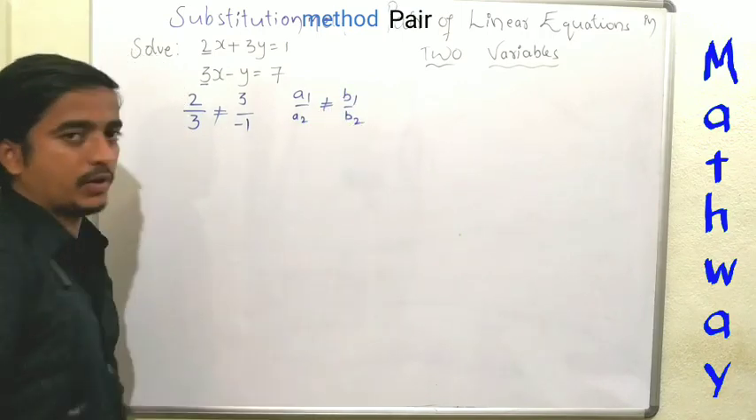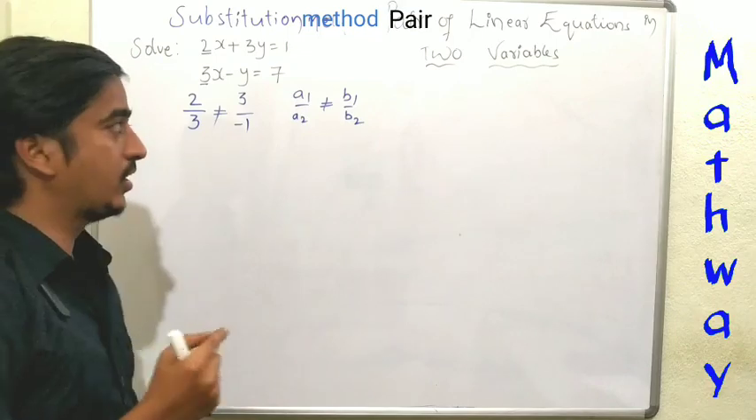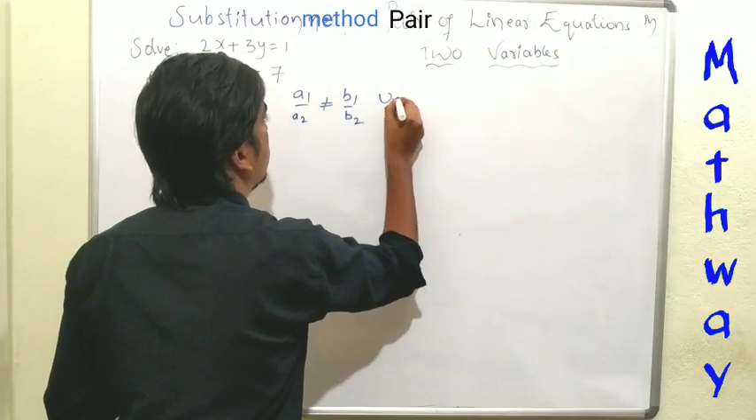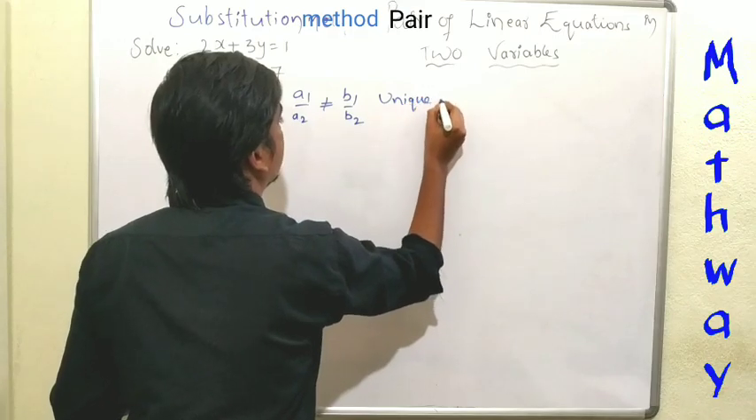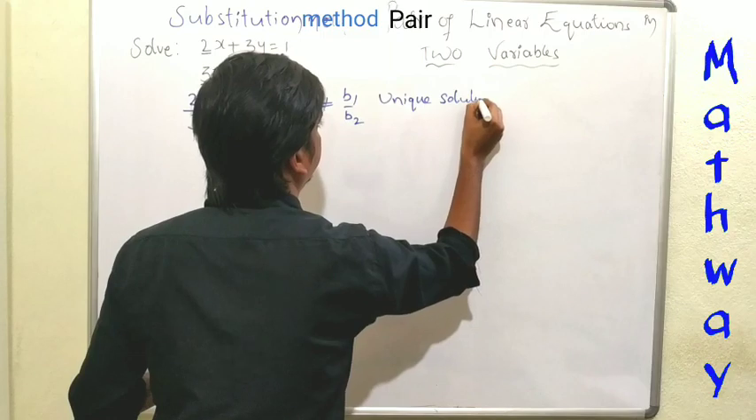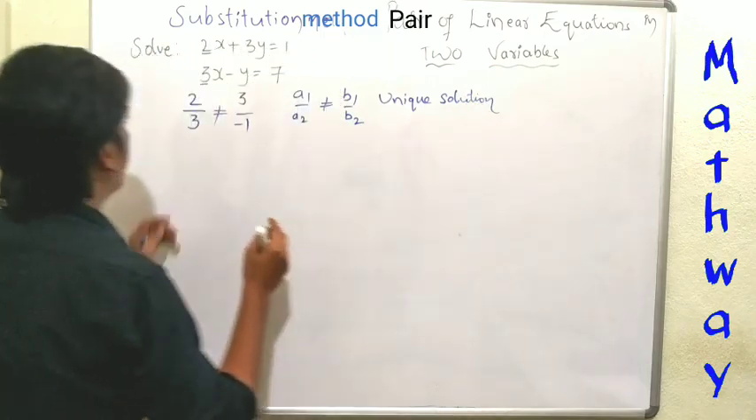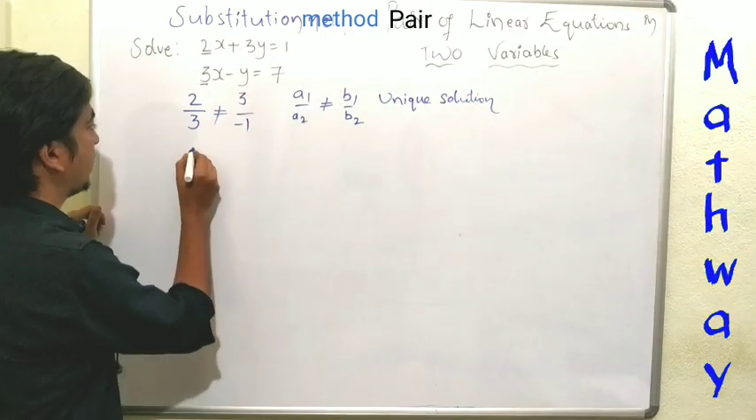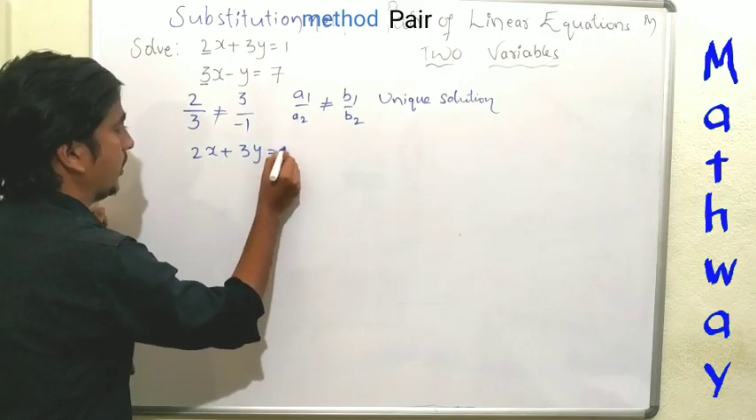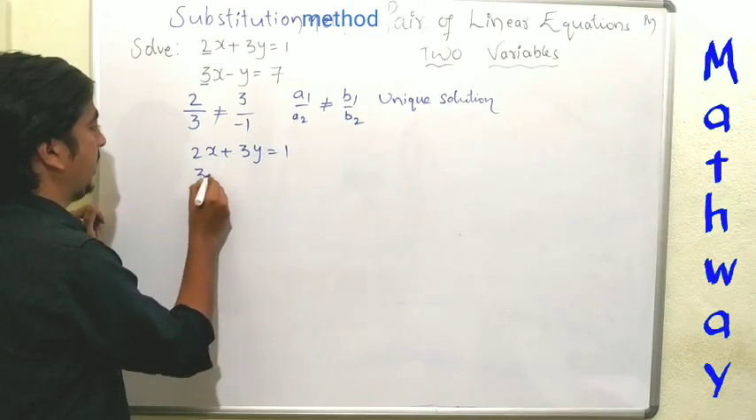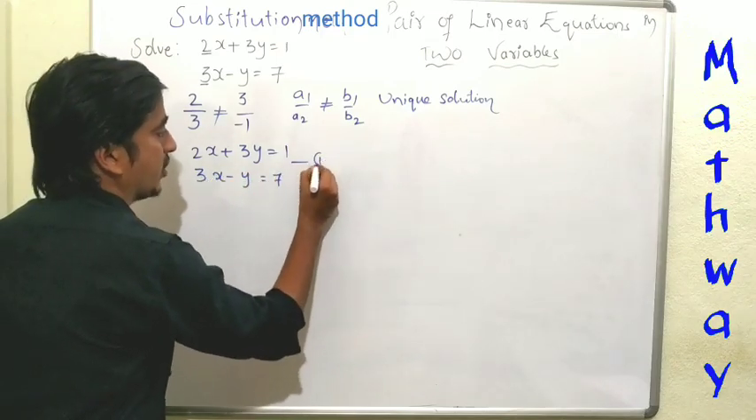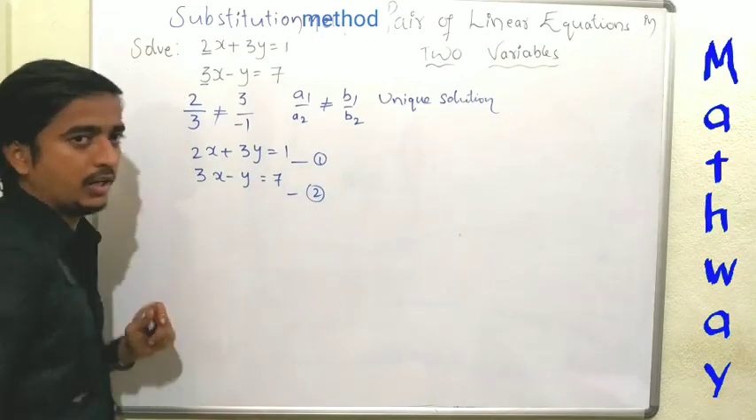Then what type of lines are they? They are intersecting lines, and intersecting lines have a unique solution. So these lines have a unique solution. Let us find the solution using the substitution method. First I am taking the lines again: 2x plus 3y equals 1 and 3x minus y equals 7. Take it as equation 1 and equation 2.